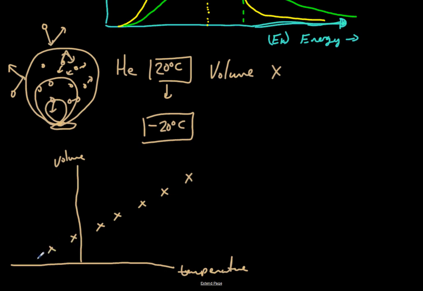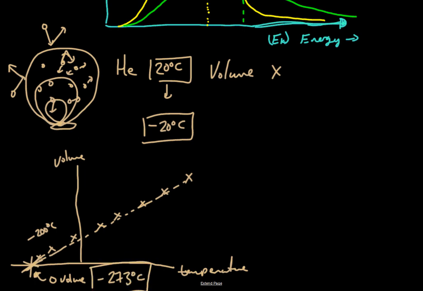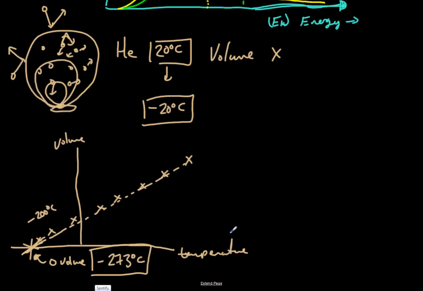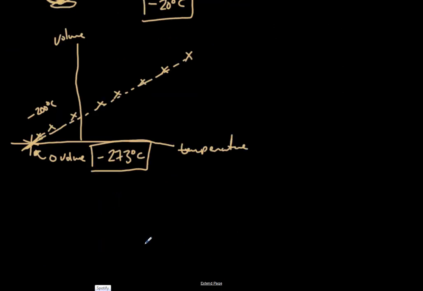And what you'll find is that that volume, if we can get to, say, minus 200 degrees Celsius in a lab or whatever, and then we extrapolate that, we can figure out that the volume will approach zero at a temperature of around minus 273 degrees Celsius. Okay? So what does that mean? What is the significance of reaching zero volume with our balloon?